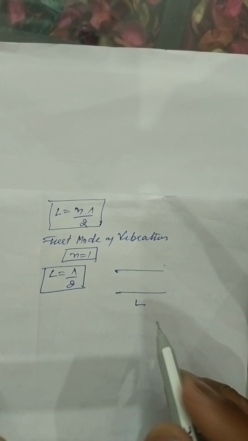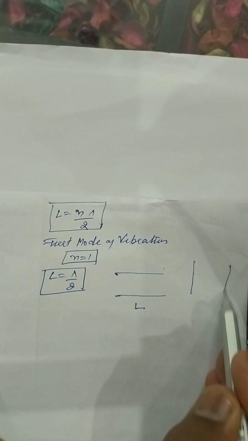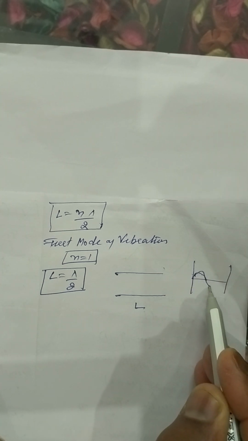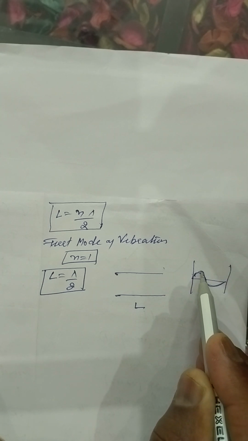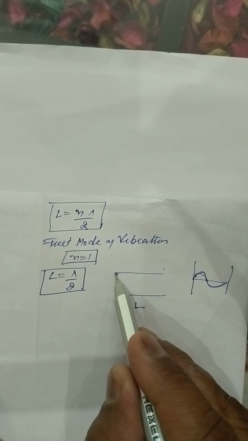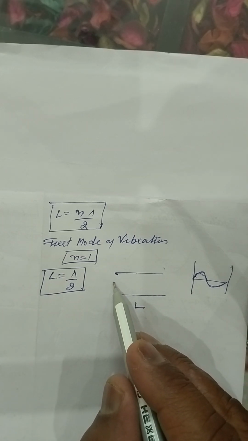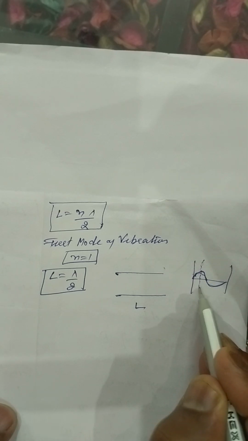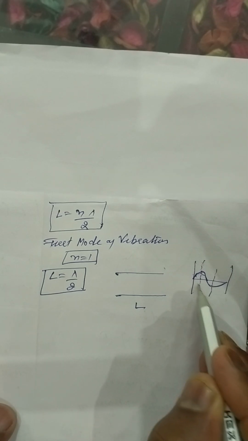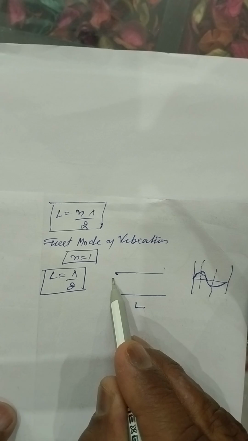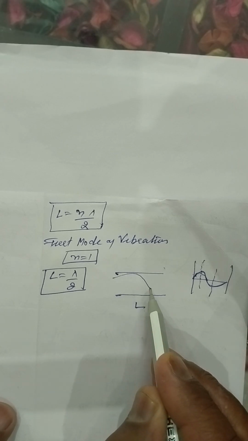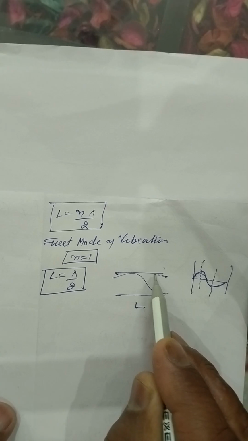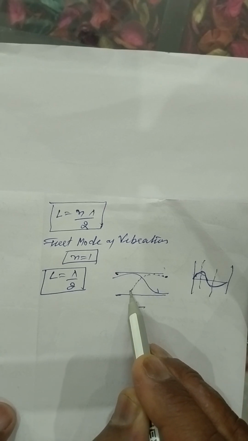As we know, this is the complete wave. So half a wave will be produced in a pipe open at both ends. We will have the wave up to this, half. So in this way, this is the incident wave, and after reflection it will be moving like this.